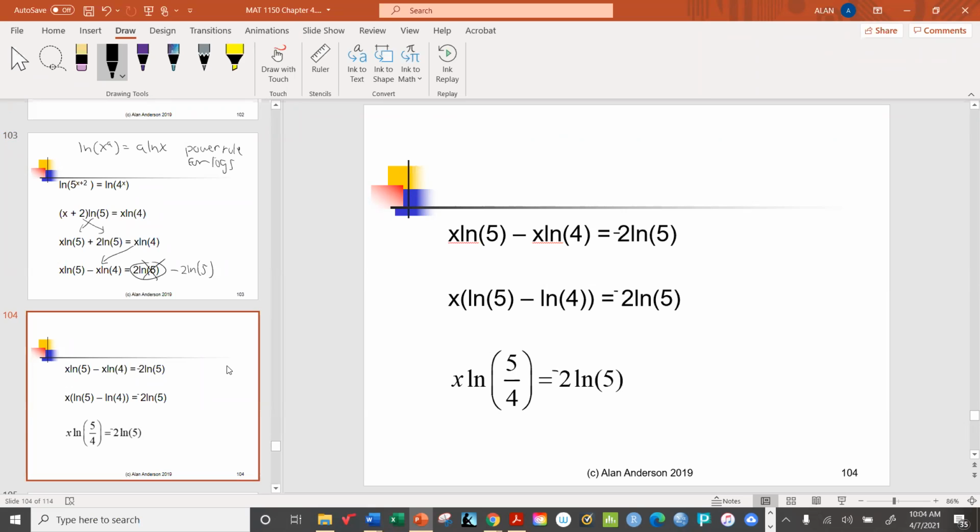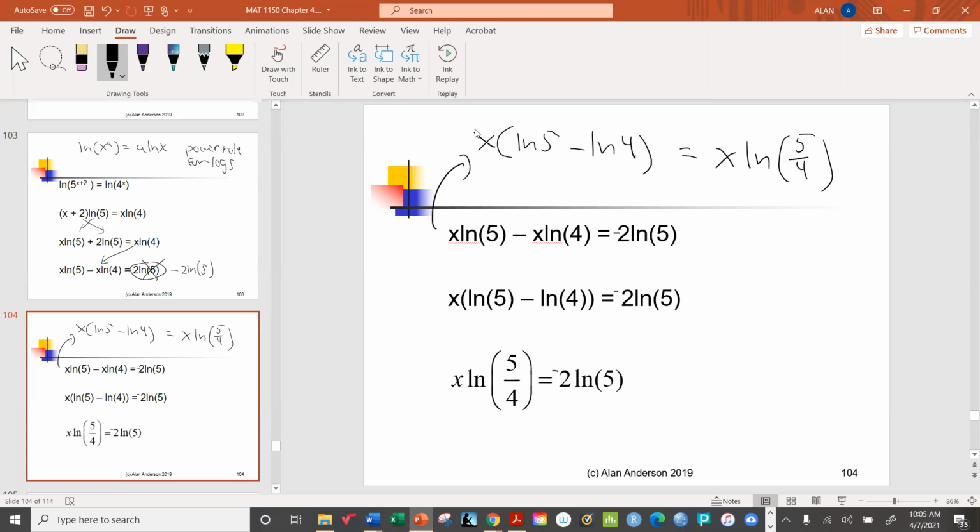But over here on the left-hand side, look what we're able to do. We can factor out x log 5 minus x log 4. And again, these parentheses are not absolutely necessary. x log 5 minus x log 4 can be rewritten as x times log 5 minus log 4. Okay, and then that in turn can be written as x log 5 over 4 due to the quotient rule of logarithms. And so that's what I've got here.